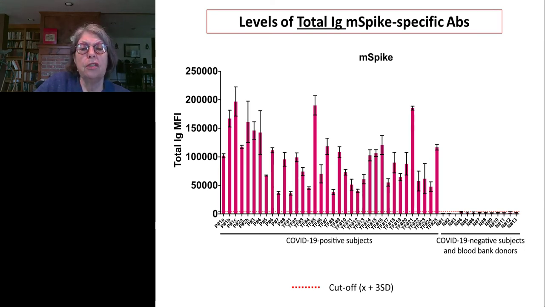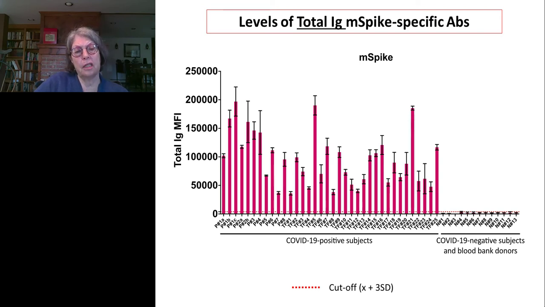And what you can see here is that total Ig is found in all of the positive specimens. As I pointed out before, the levels vary tremendously. The readout, as with all of these experiments, was with mean fluorescence intensity, which is the way the Luminex instrumentation reads out the light units. So all positive patients were positive for antibody to spike protein. All the negatives that we tested were negative.